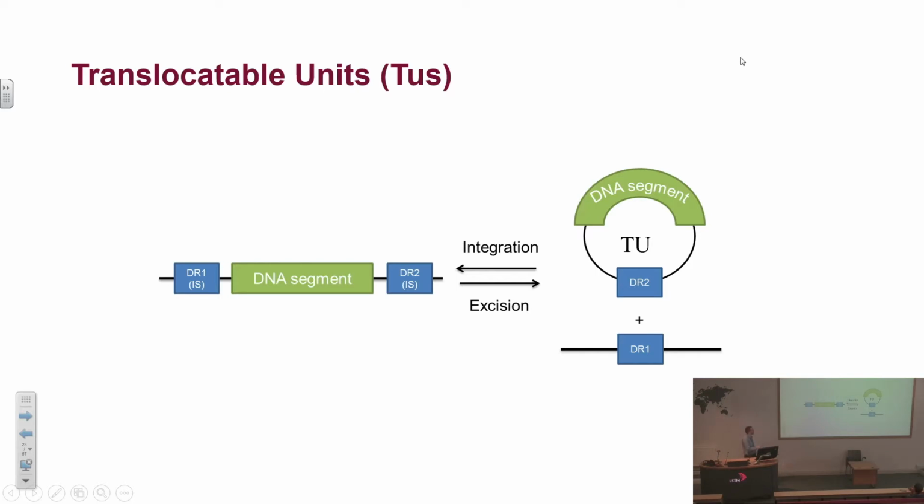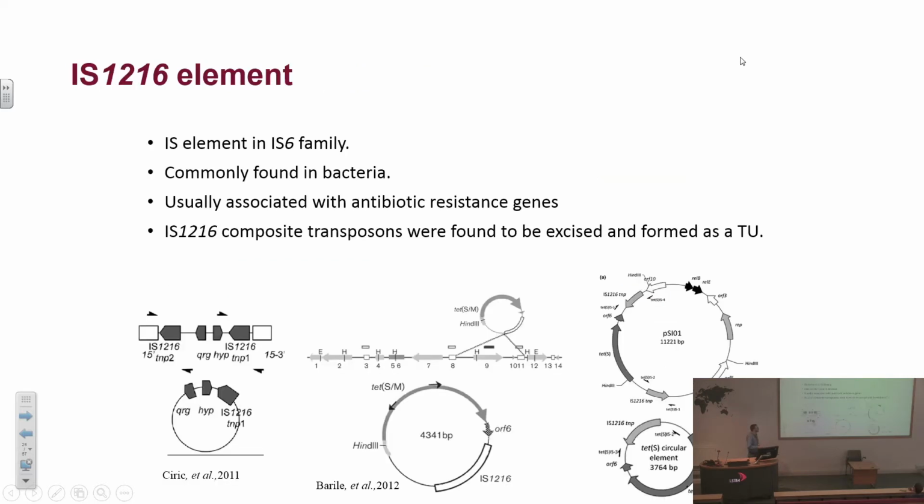So we were interested to see if we could find these in the oral metagenome. We decided to concentrate on composite transposons flanked by IS1216. It's very common, and it's usually been found to be associated with antimicrobial resistance genes. We really wanted to maximize our chances of success here. Additionally, IS1216-based composite transposons have been found before to be excised and form TUs. So we thought this would be a good place to start.